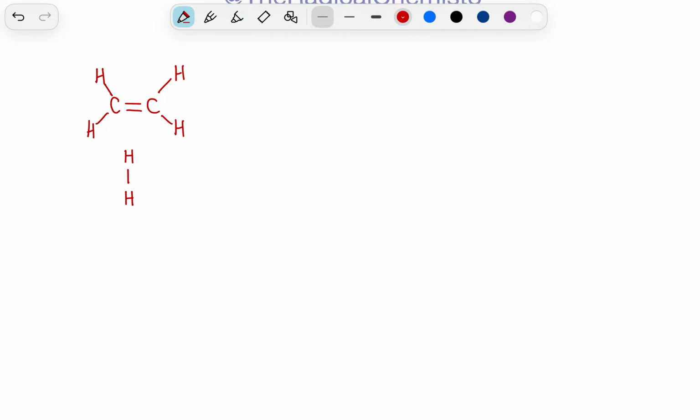On its own, you need to understand first of all that the presence of this electron-rich C=C double bond, so the pi bond, actually repels the pair of electrons in the H-H bond, and this negativity induces a polarity. So it induces a dipole on the H-H.